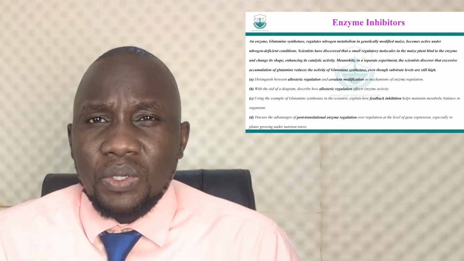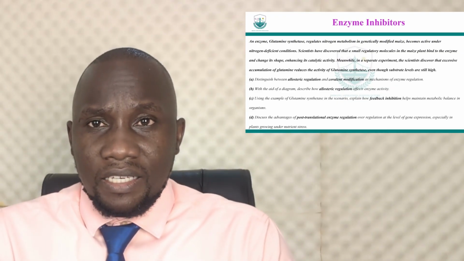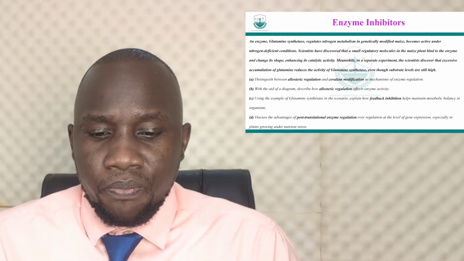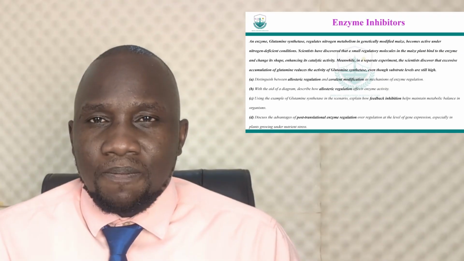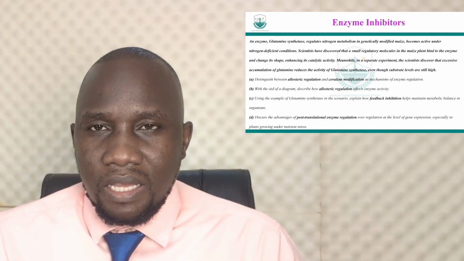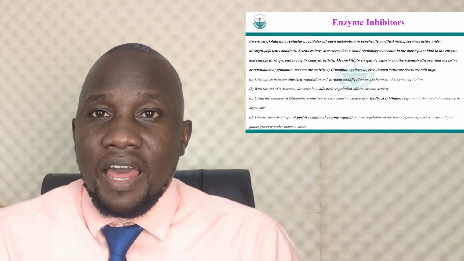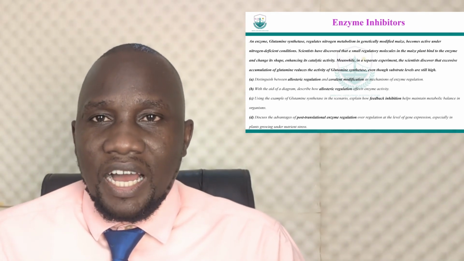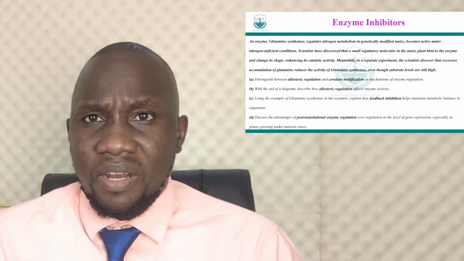Scientists have noted that this enzyme is very, very active when there is a deficiency of nitrogen. What the scientists also discovered was that there are other small molecules in this maize that bind to this enzyme and change its shape, making its enzymatic activity faster. So it enhances enzymatic activity.